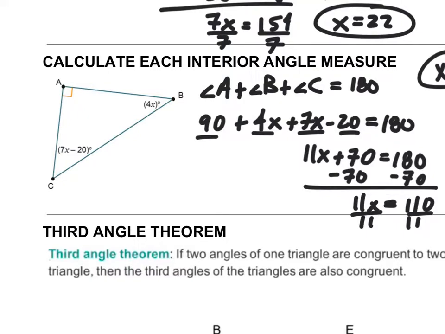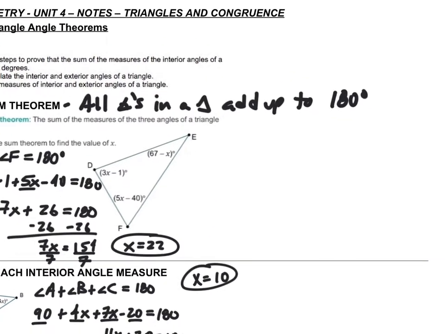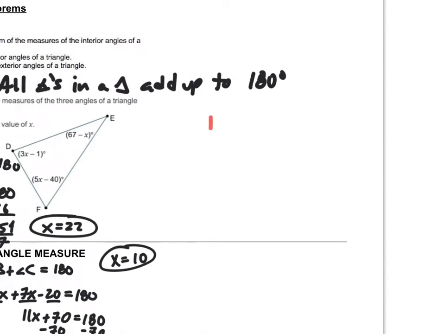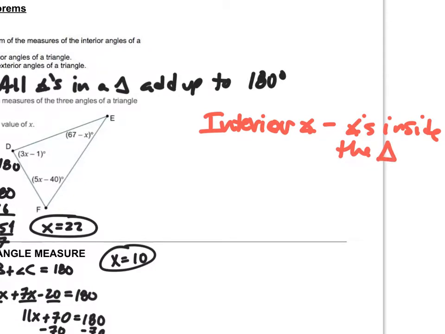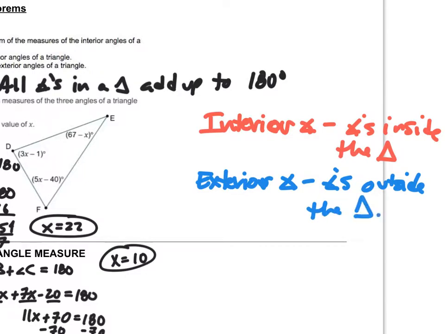When it says interior angle, before we do anything, let's write this vocab word up here. We've got interior angle, and that's angles inside the triangle, okay? And an exterior angle, and we'll talk about that, but that's angles outside the triangle, okay? And that's it.